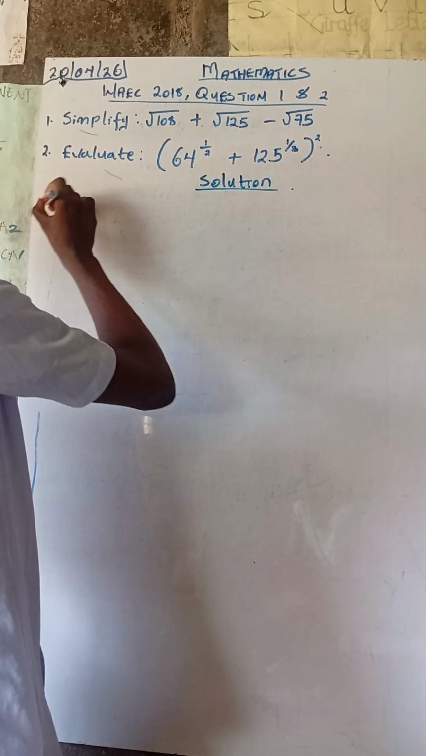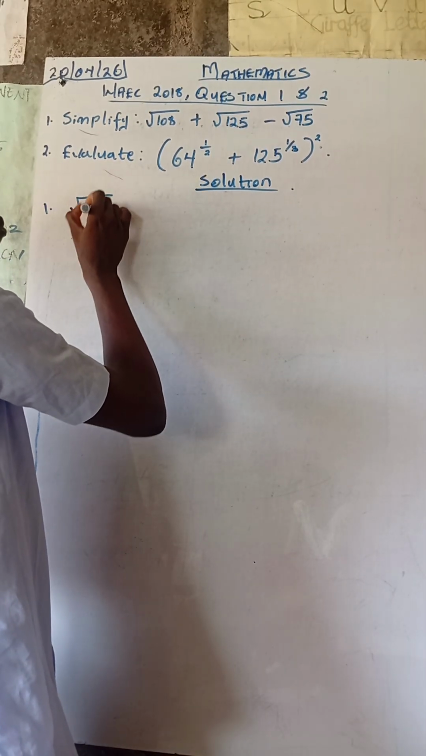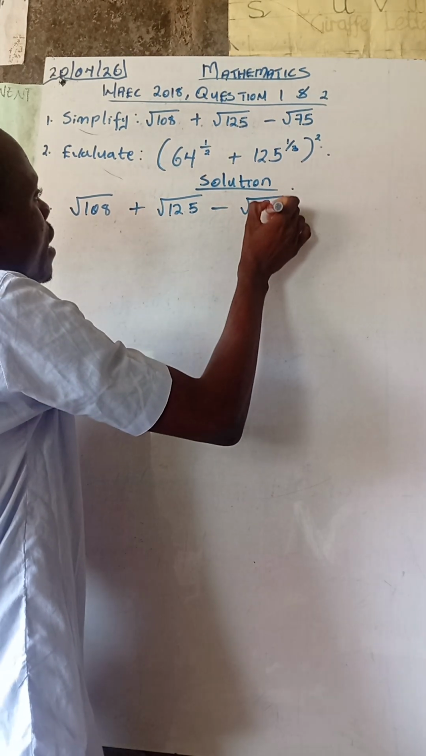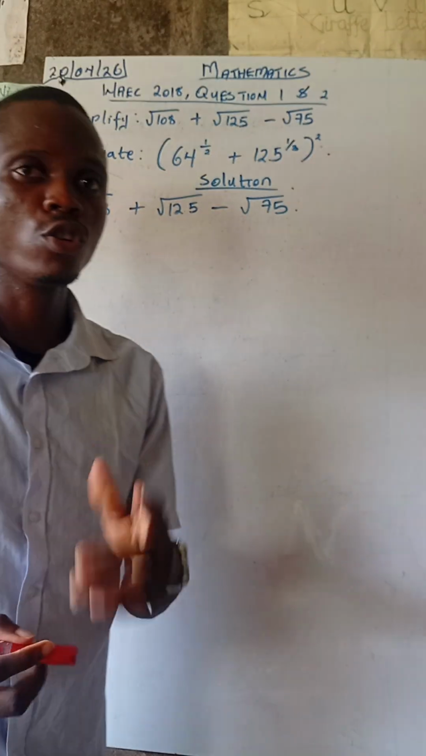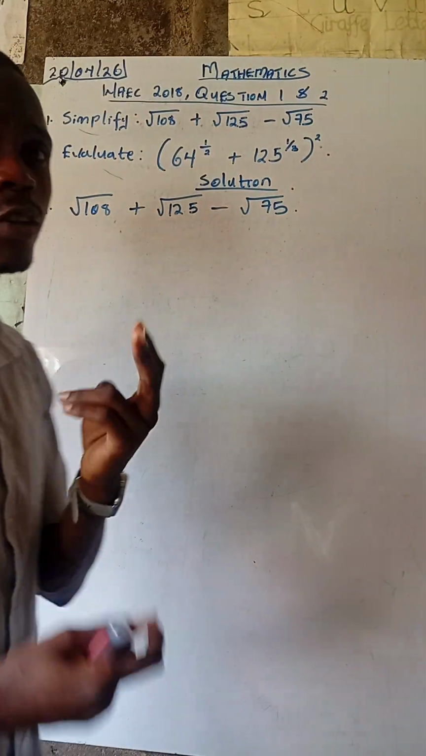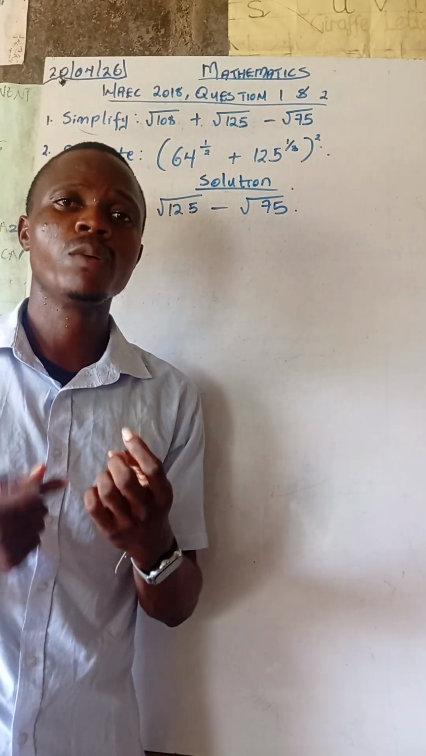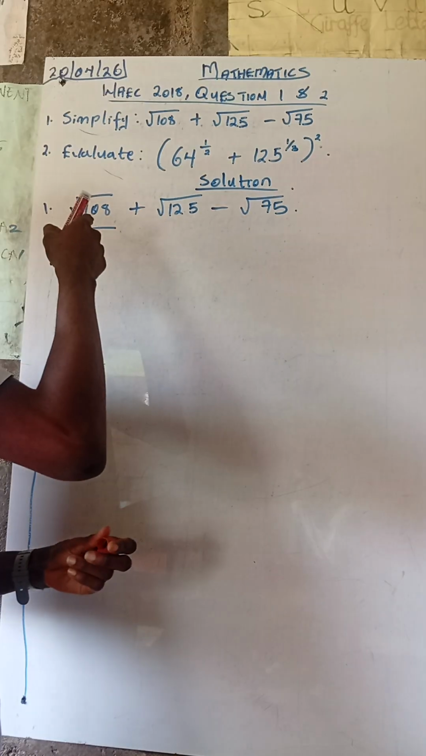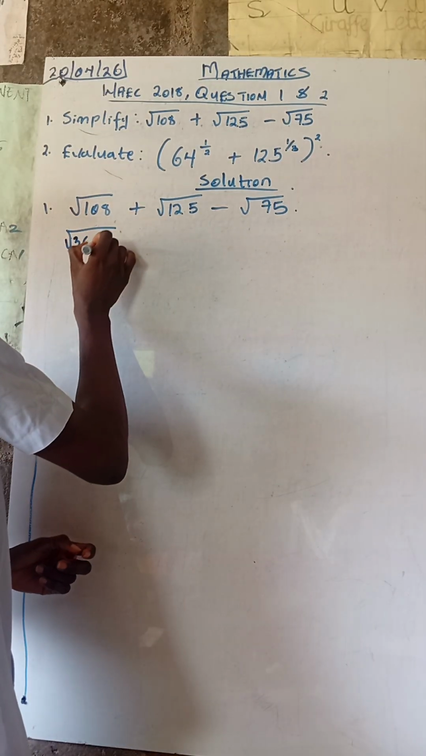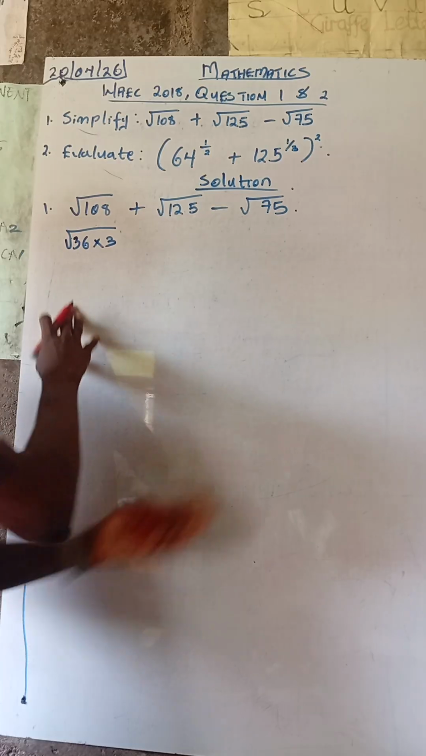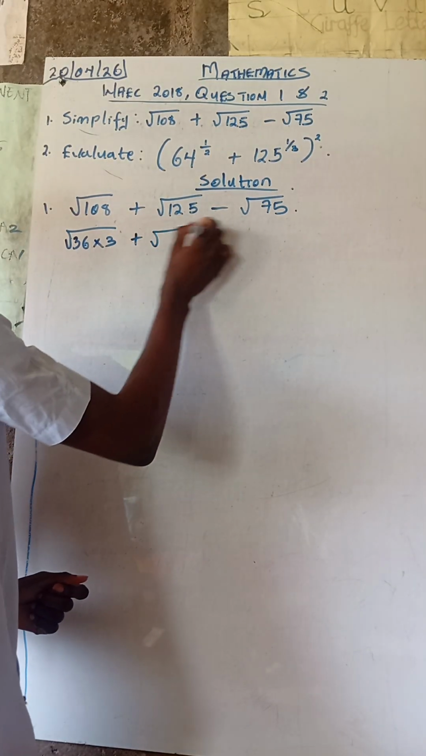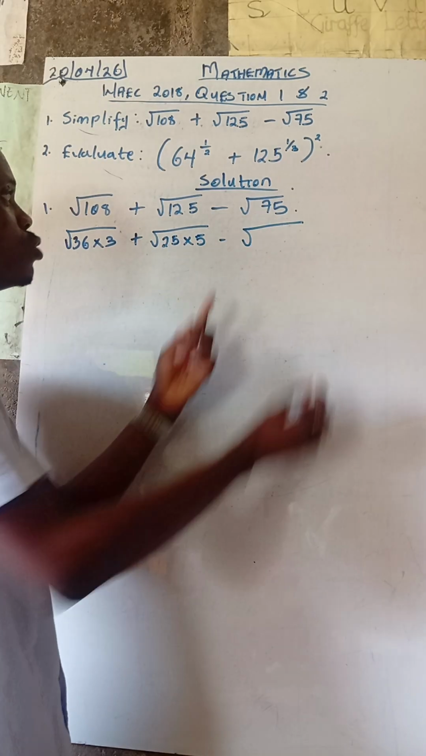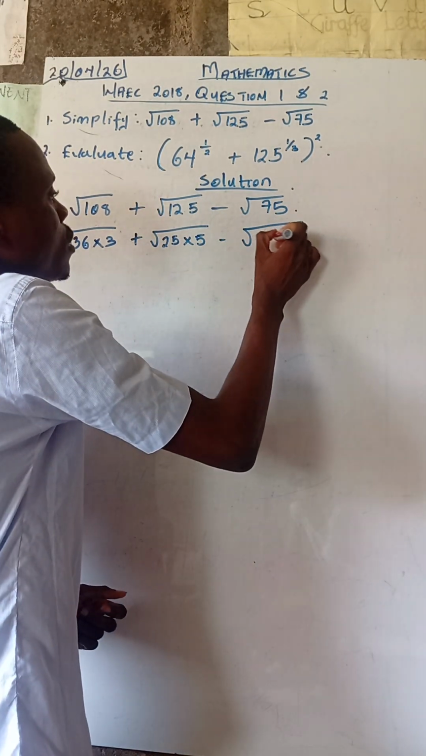Solution. Question 1 says that we should simplify root 108 plus root 125 minus root 75. If you see a question like this, it is a question on surds. Now what is a surd? How will you break it down? Just find two numbers that you can multiply together, but one of them must be a perfect square. Now root 108, if you want to know what to multiply to get this, that will be 36 multiplied by 3, plus root 125 will be 25 multiplied by 5, minus root 75 now will be 25 multiplied by 3.